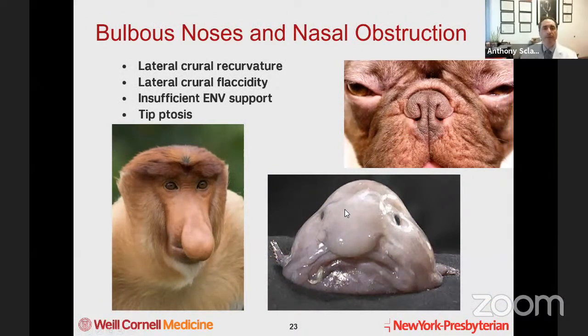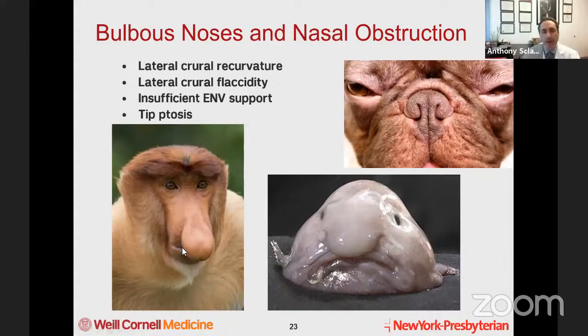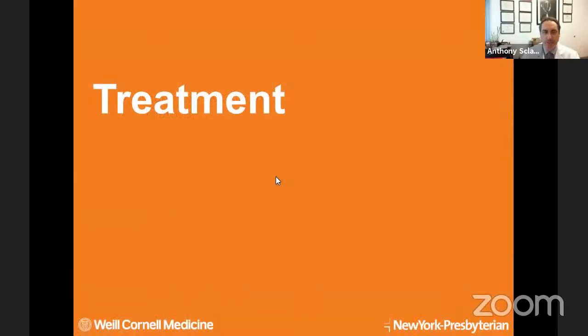So, I've talked a little bit about nasal obstruction already, but, again, what are those causes? That recurvature of the lateral crus that we saw, okay, and the lateral wall. Insufficient external nasal valve support if your lateral crus is too cephalically oriented. You can certainly get nasal obstruction if you have a ptotic bulbous tip, okay? And if you have that real soft lateral crura, it's just going to be flaccid. It's going to collapse in. So those all need to be addressed at the same time as you're addressing the aesthetics of the bulbous tip.